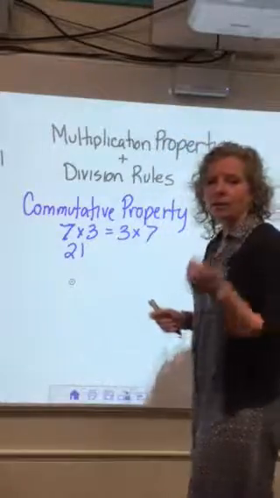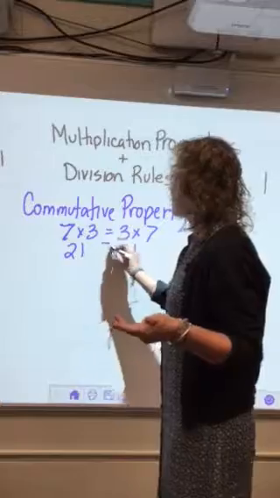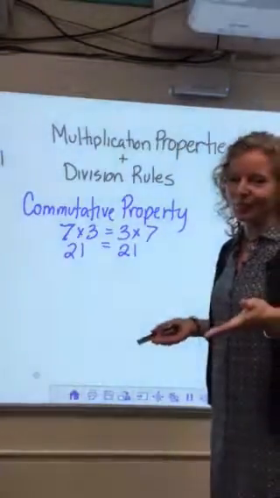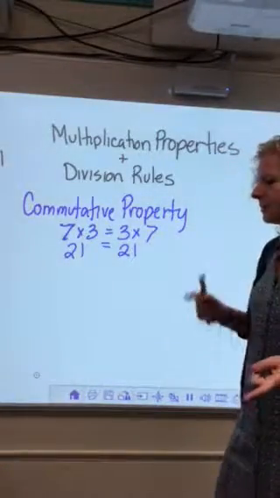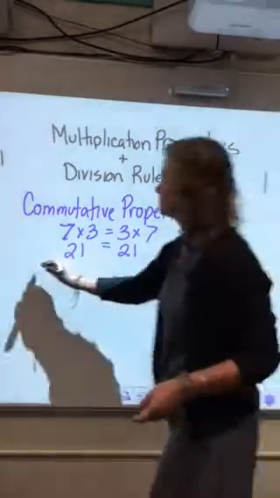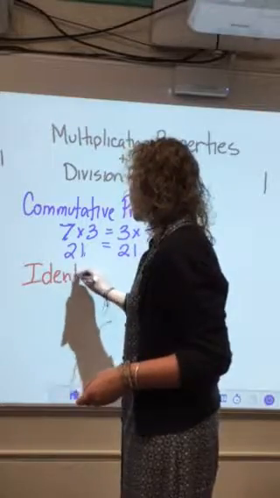How about 3 sevens? 7, 14, 21. They are equal. The commutative property of multiplication is very familiar. It's the same as addition. The order does not matter. Now we have another familiar sounding property. It's the identity property.